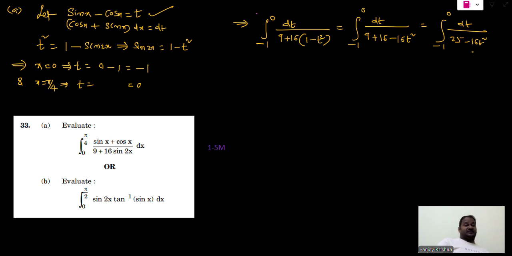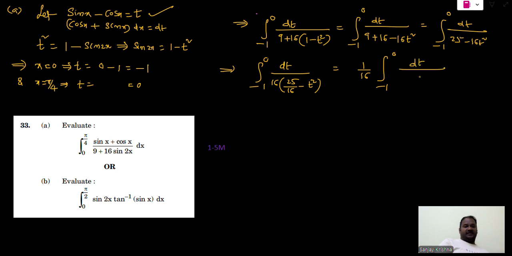25 minus 16 t square, I will try to get it in the standard form. What is the standard form there? Integral minus 1 to 0 dt divided by, I am taking 16 common out here. When you take 16 out, it is going to be 25 by 16 minus t square. Right? So, 1 by 16 will be taken outside. Integral minus 1 to 0 dt divided by 25 by 16, which is 5 by 4 whole square, minus t whole square.